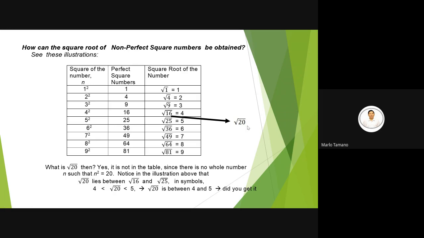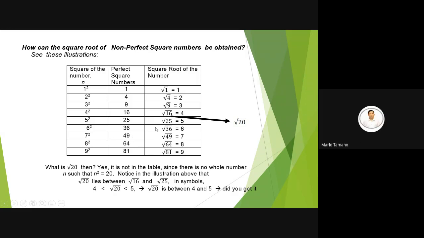Meron pa ba? Meron pa. Square root of 17, square root of 18, square root of 19, square root of 20, 21, 22, 23, 24. Tama? Nasa pagitan po ng perfect square numbers na 16 and 25. Naintindihan?